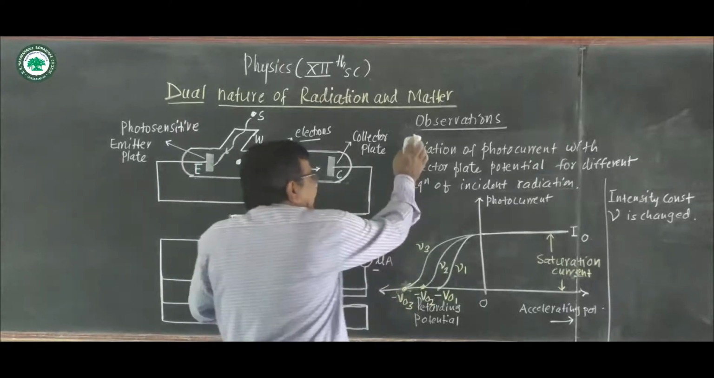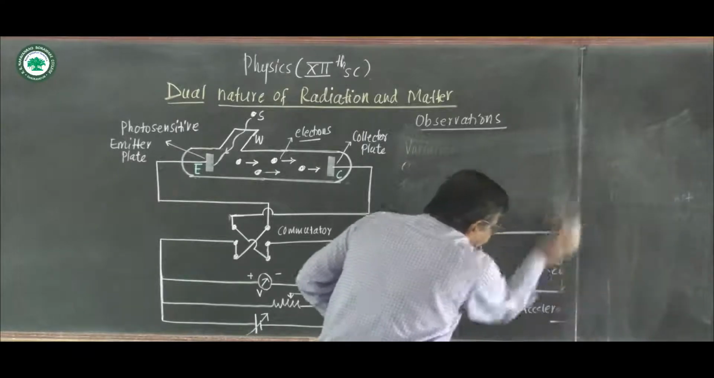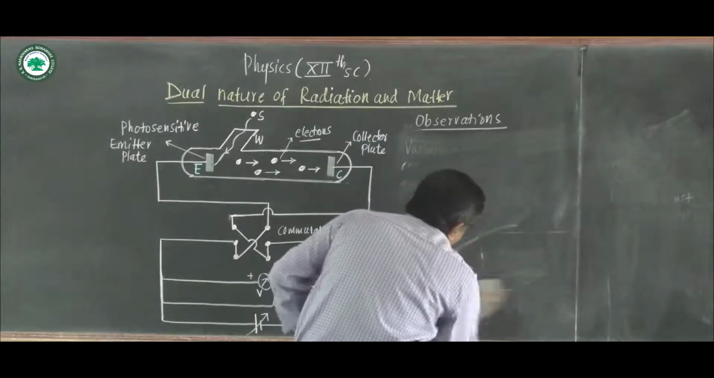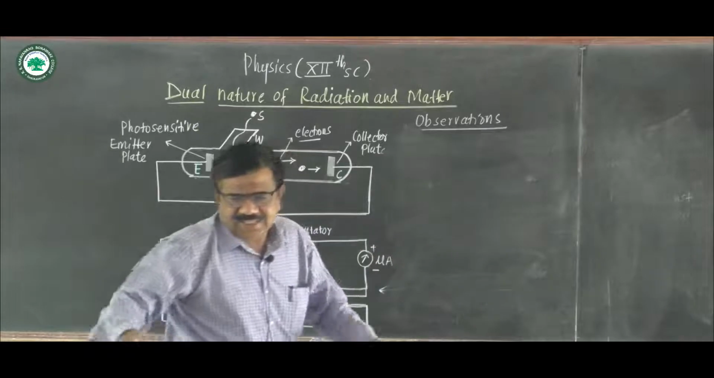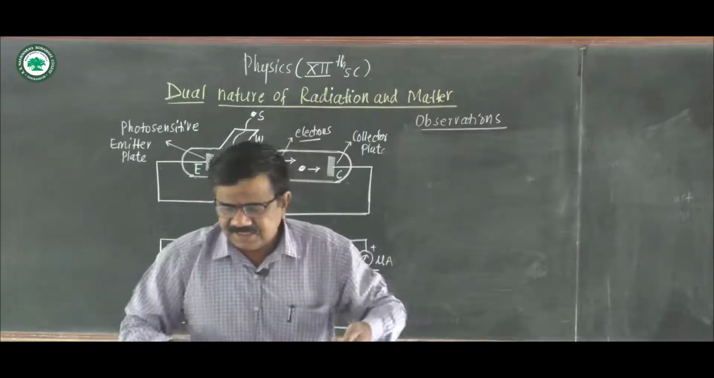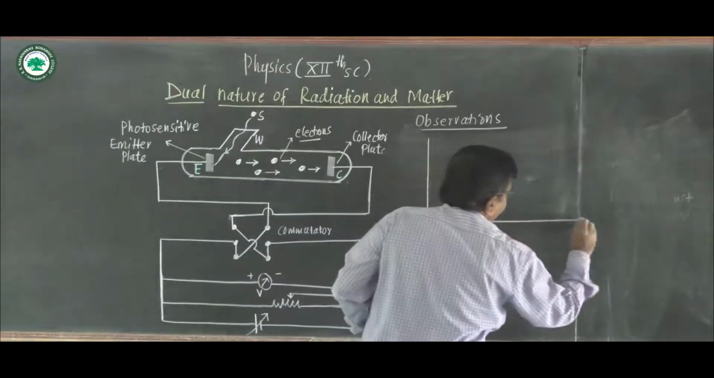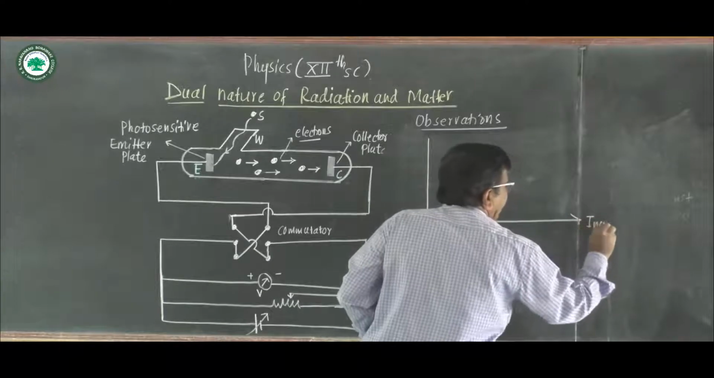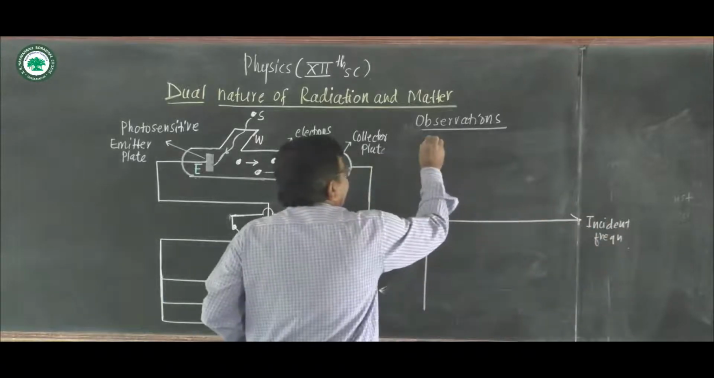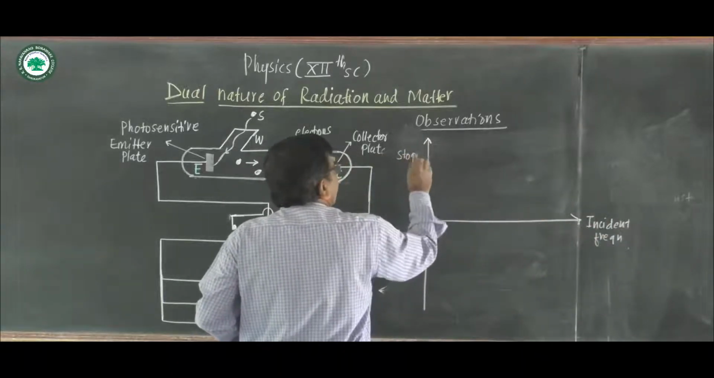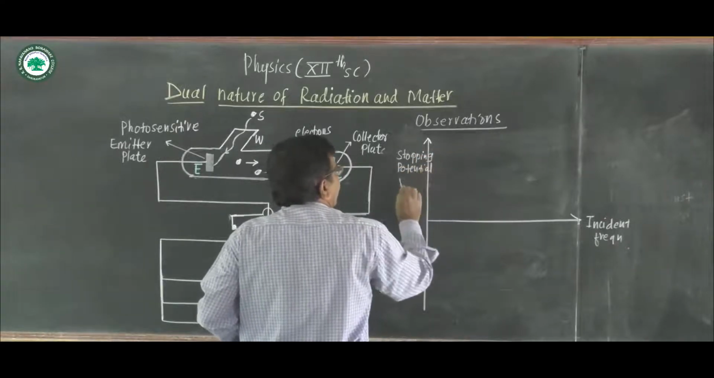Now we plot another graph and we see another observation from the experiment. From the graph we can easily draw the conclusion. The graph is like this: stopping potential against incident frequency. Incident frequency along this axis, and here stopping potential. We call it V0.